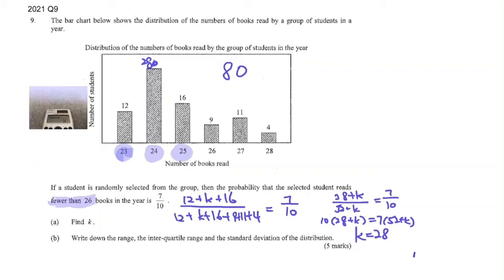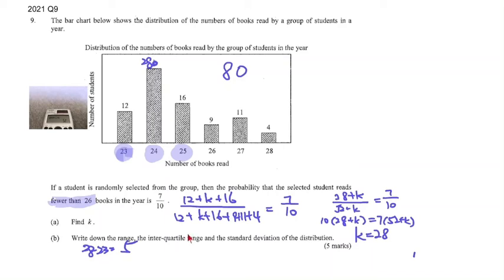Next, part B. Write down the range, interquartile range, and standard deviation. Range means the largest one minus the smallest one. The most number of books read is 28, the least is 23. So the range is 28 minus 23, which is 5. You just have to write 5 books, nothing else, because they just asked for the range. You did not even have to show 28 minus 23.